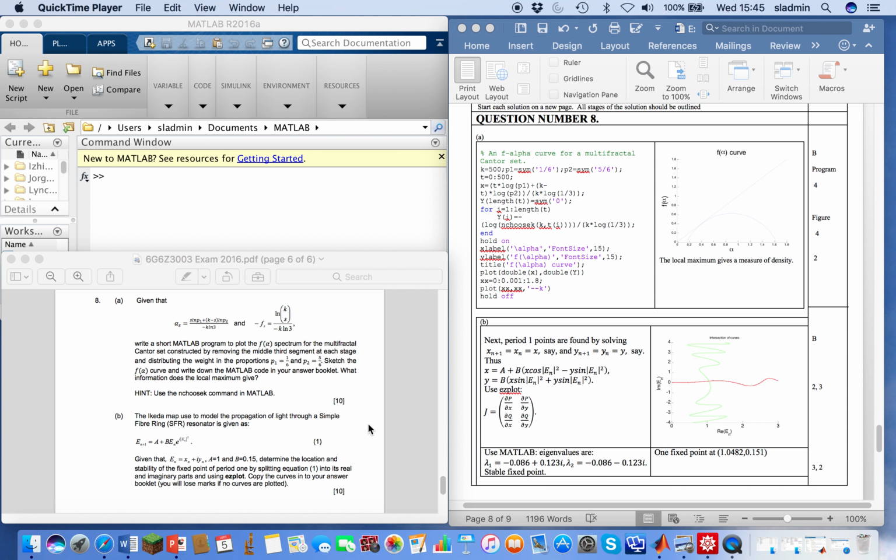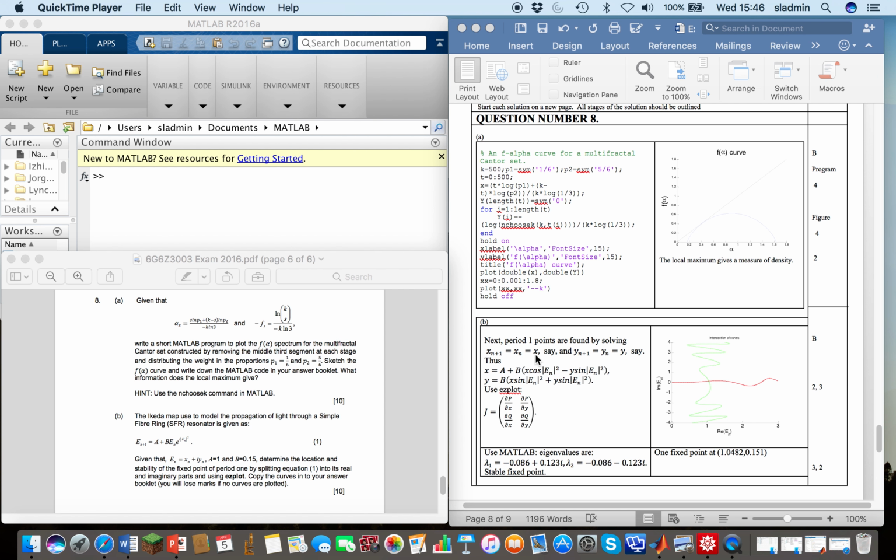For part B, here is the Ikeda map, and we want to determine the fixed points of period 1. So we have to split this into real and imaginary parts. So we set x_{n+1} equals x_n equals x, y_{n+1} equals y_n equals y. So x_n is the real part of z_n, y_n is the imaginary part of z_n. Again, we use Euler's formula, so we get a formula for x and y, and then we can use ezplot to plot both of these implicit curves.